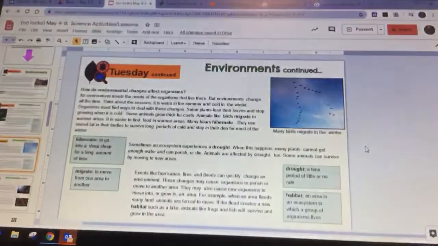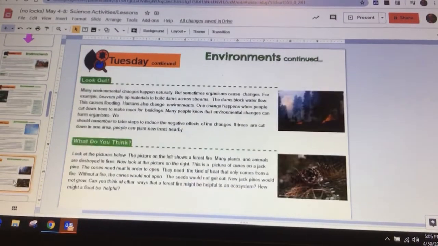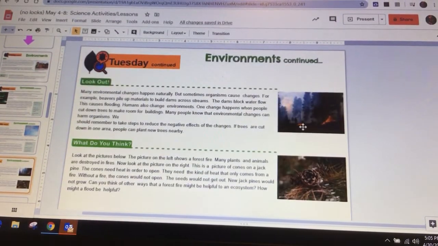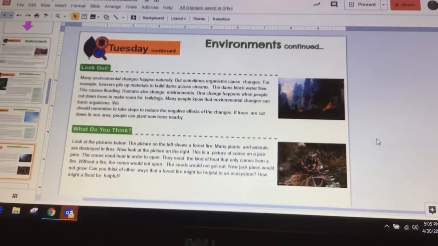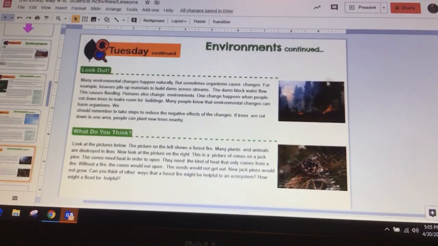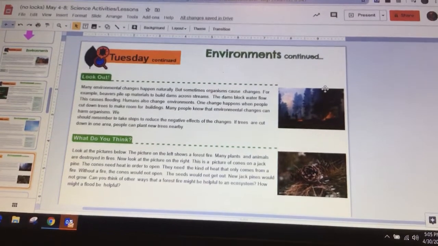You'll be reading about droughts. You'll be reading about habitats. You'll be reading about animals that hibernate and migrate. And then you'll also be reading and looking about what happens when there's something detrimental that happens in a particular area, like a forest fire right here. What happens when you have a forest fire? What comes after that, okay?